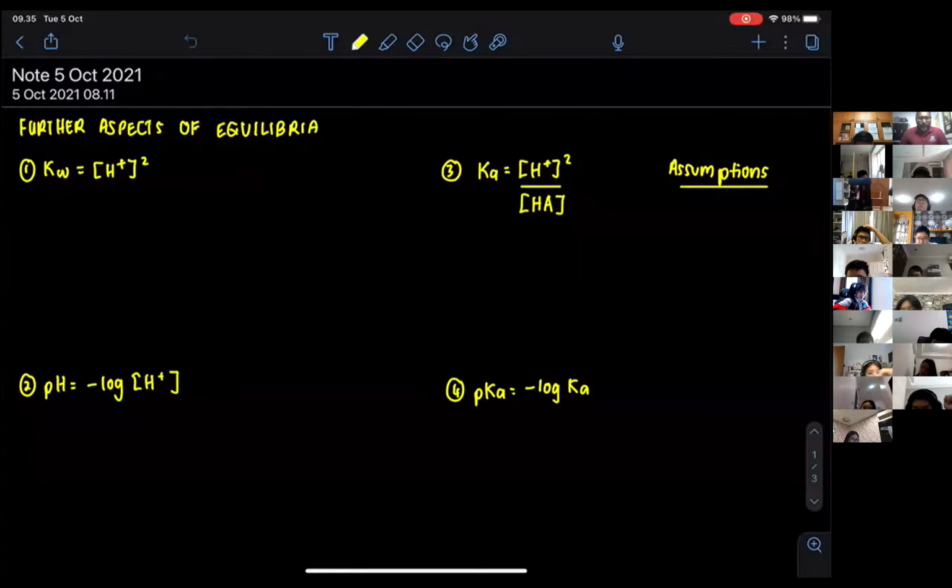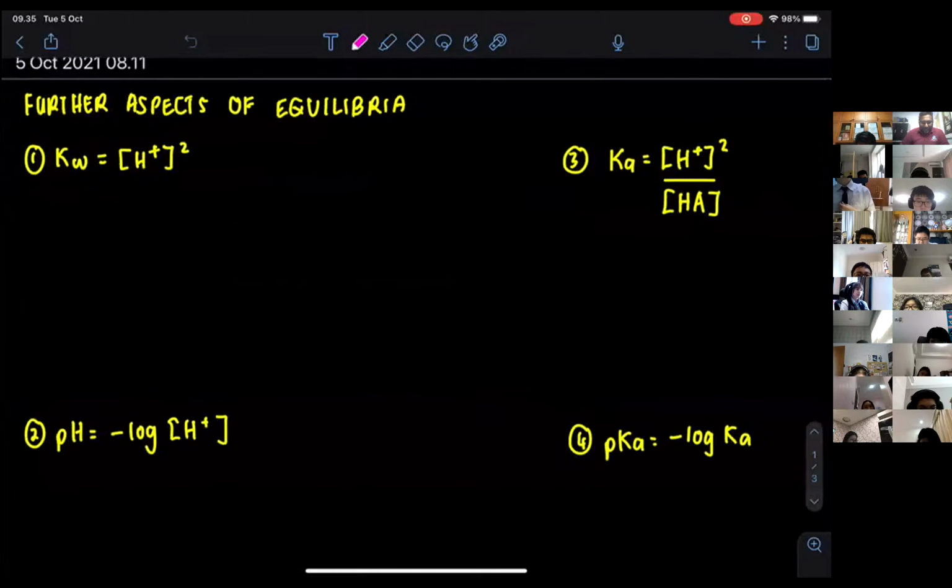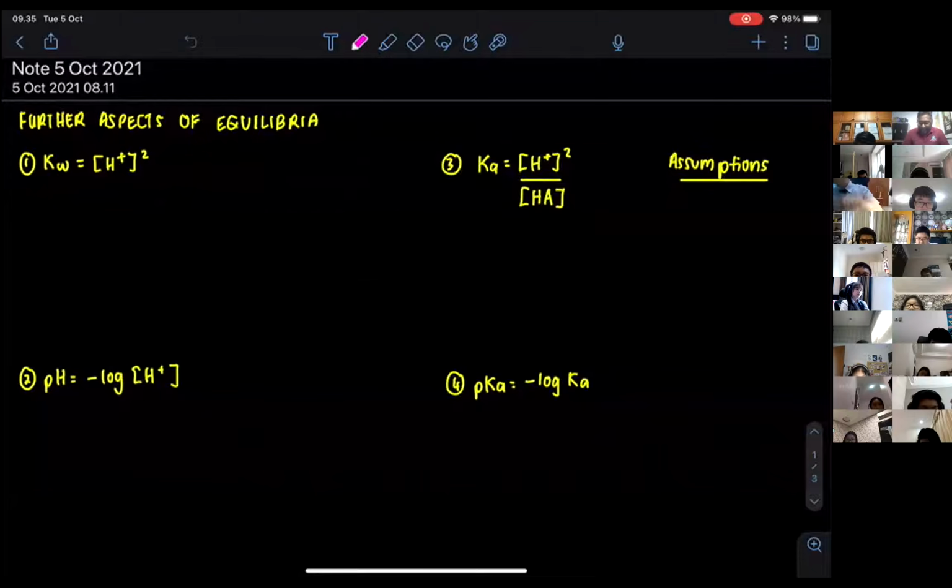Based on yesterday's lecture, we will try to recall the important concepts that I taught you yesterday. The further aspects of equilibrium, where we are going to learn about certain formulas. So we will start off. There are three main important formulas, but I put everything over here.